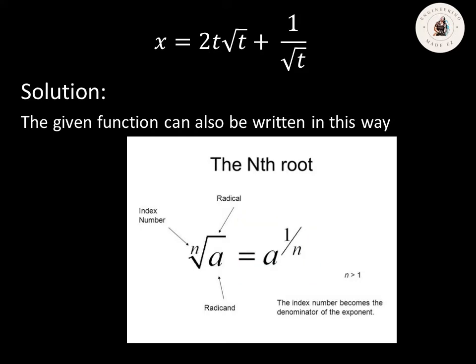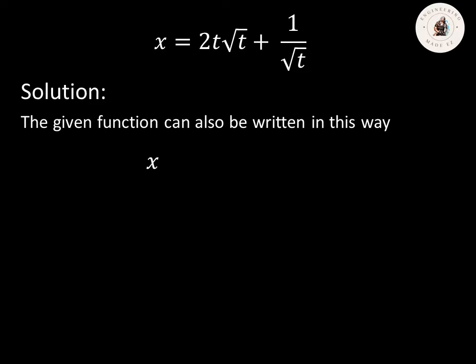So 1 because our exponent of a here is 1, then the index will become the denominator. So in this example, the index is n. That's why it becomes a raised to the power of 1 over n. Applying this in our given, for our square root of t, this will become t raised to the power of 1 half.